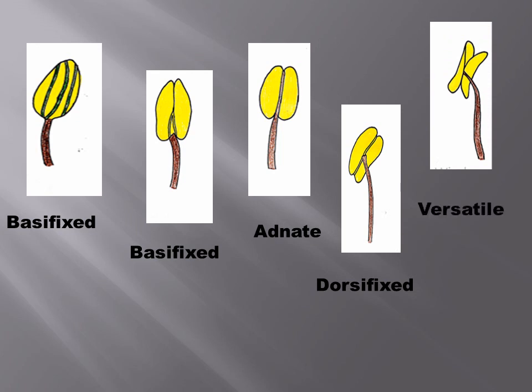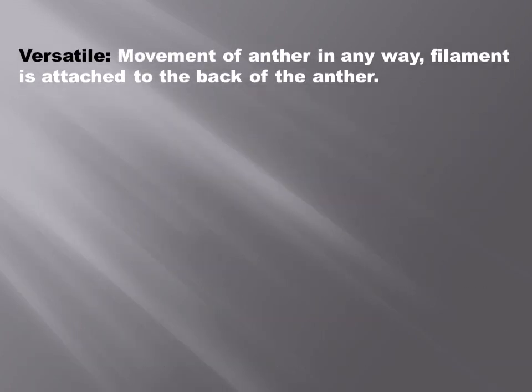The next is the versatile. Versatile is the stamen with movement of the anther in any way. The filament is attached to the back of the anther so that it can move in any direction, so it is called the versatile. So in the versatile type of anther, the anther moves in any way because the filament is attached to the back of the anther.